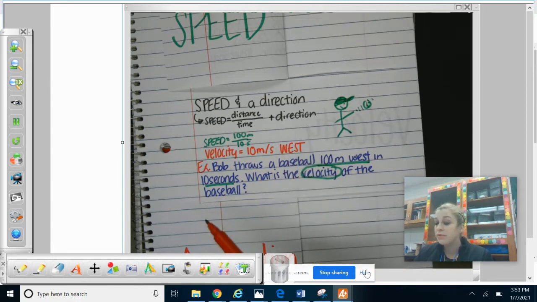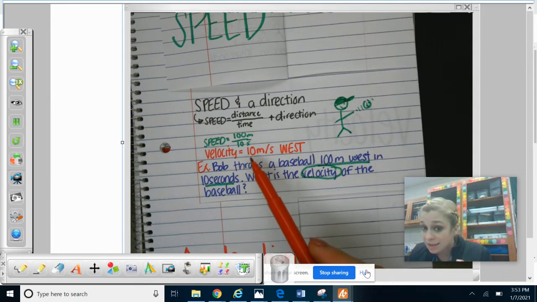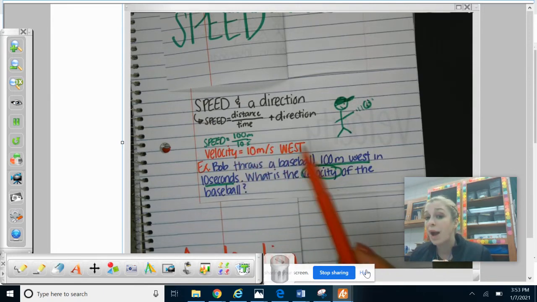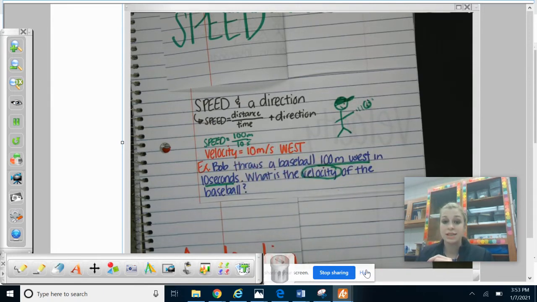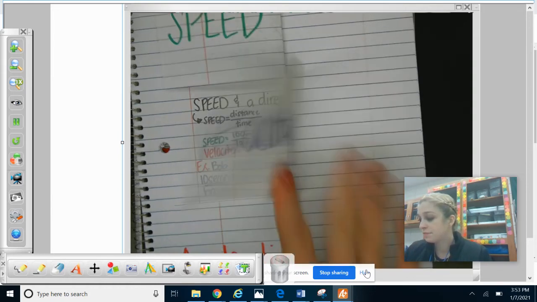So the speed of the ball is also 10 meters per second, but the velocity is 10 meters per second west. Velocity has a direction, not just a speed. So that's why we say velocity is speed and a direction. All right, last one.